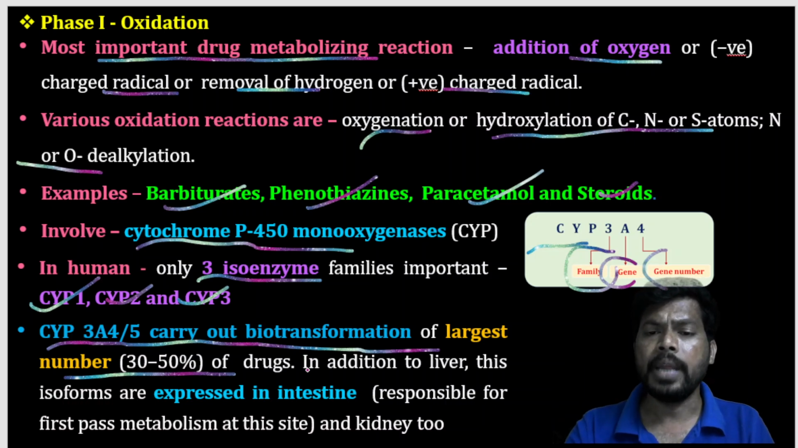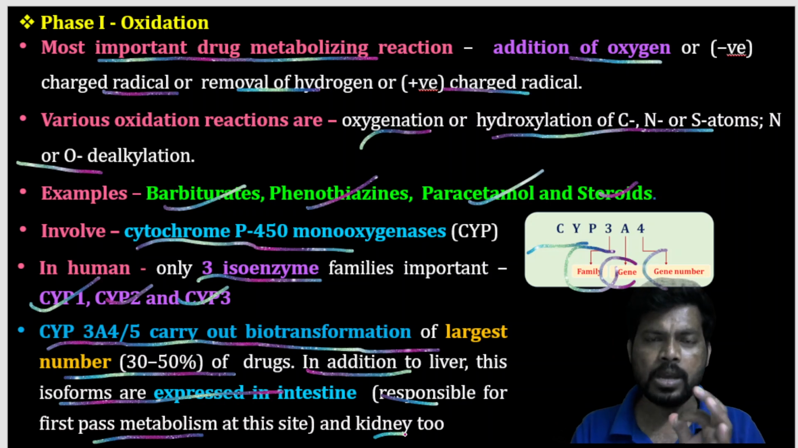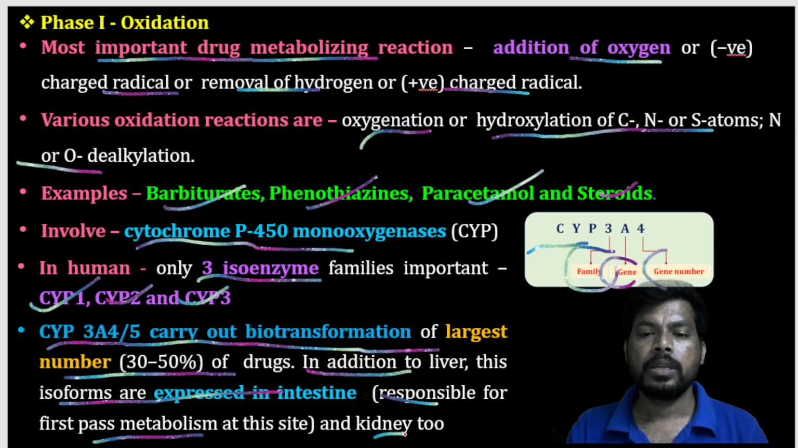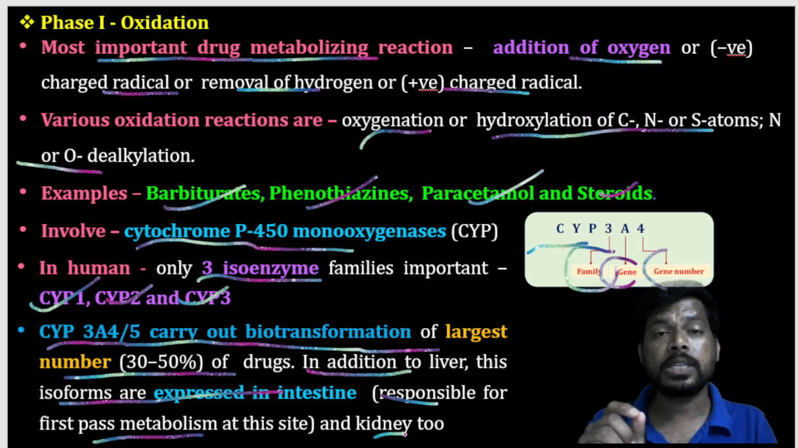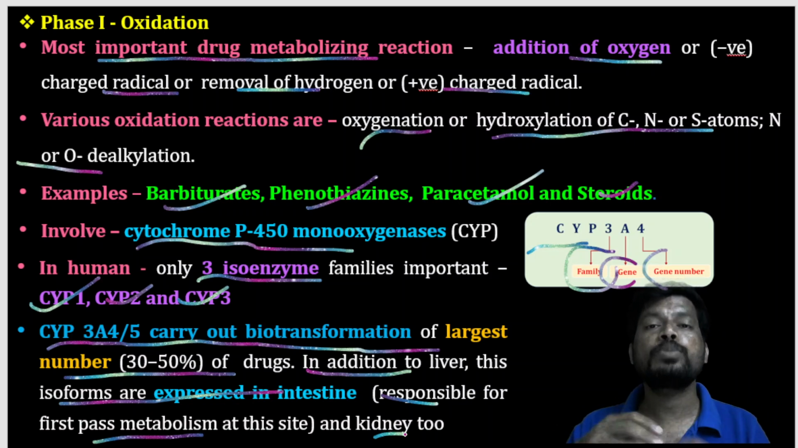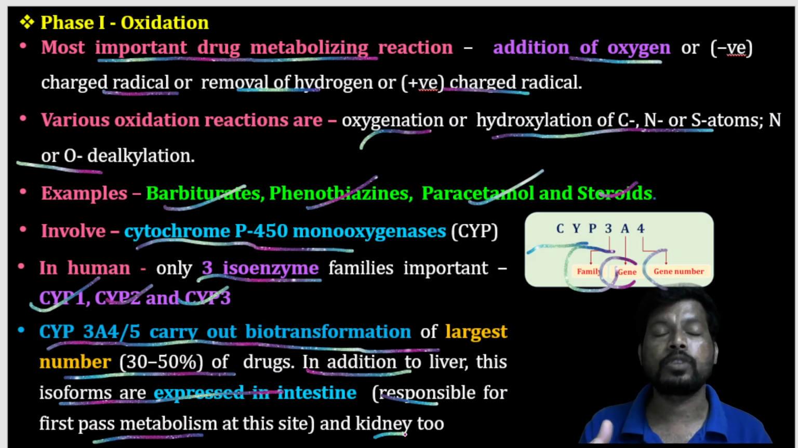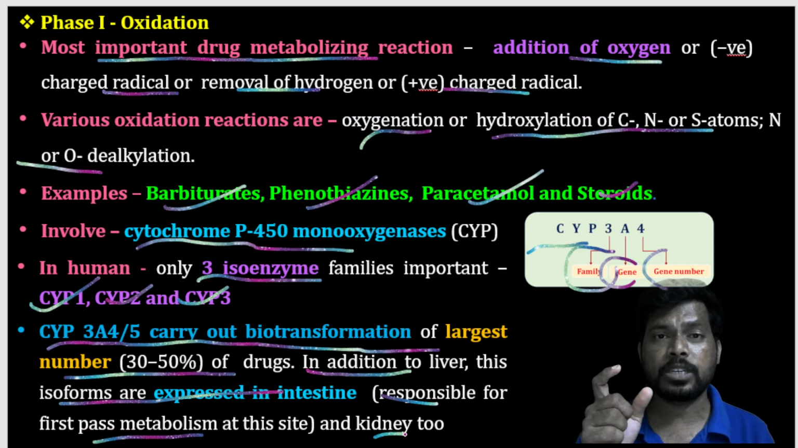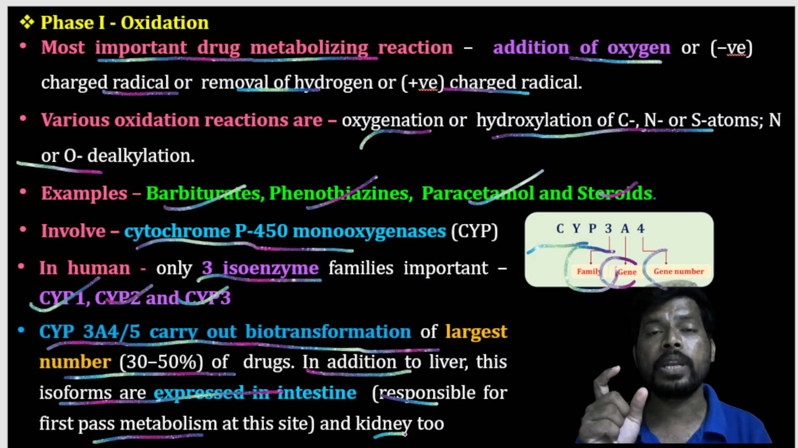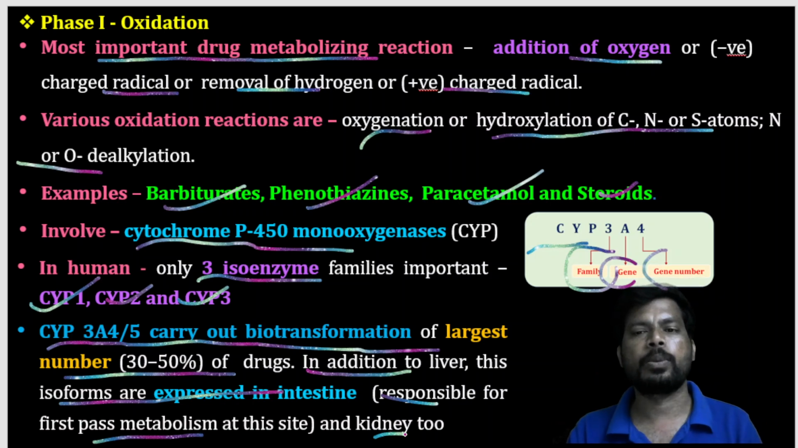And in addition to liver, these isoforms are expressed in the intestine, responsible for first pass metabolism, and some of the enzymes are also present in the kidney. So these enzymes present in the intestine may be responsible for the first pass metabolism of a drug. So what is first pass metabolism? If you take any drug through the oral route, before reaching the systemic circulation, the drug may be inactivated in the intestine as well as the liver, known as first pass metabolism.